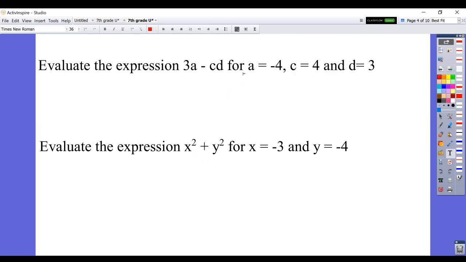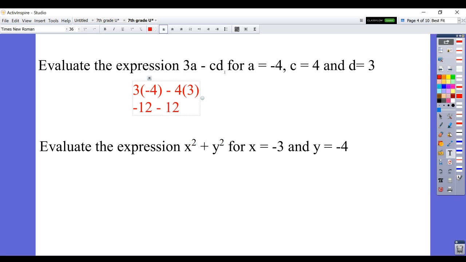Evaluate the expression 3a minus cd for these values. All right. So 3a. Now remember, when you have a number next to a letter, it means multiply. So it's going to be 3 times the value of a, and they're telling us to use -4 for a. So 3 times -4 minus cd. Again, letter next to letter means multiply. So it's going to be 4 times 3. Again, common mistake is people want to make that 43, but that's not the case. This means letter next to letter means multiply those two values. So 4 times 3. So 3 times -4 is -12.